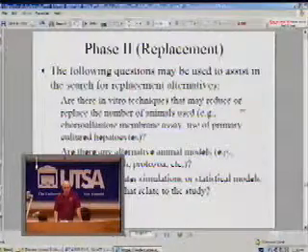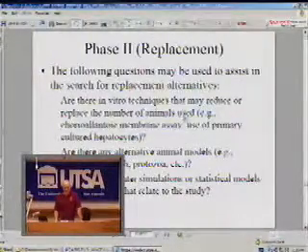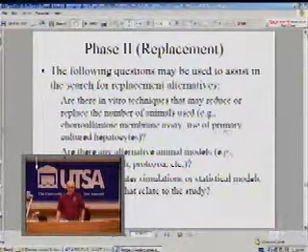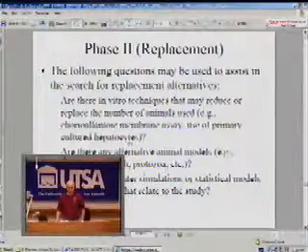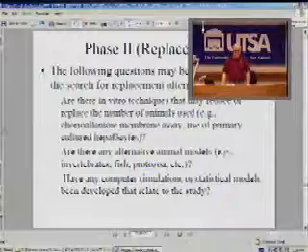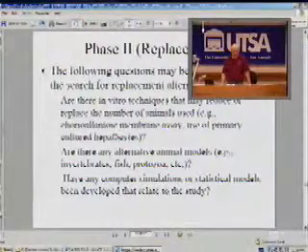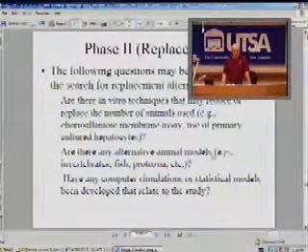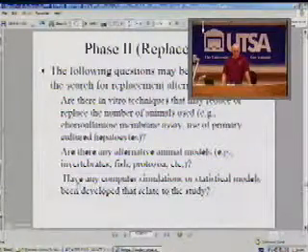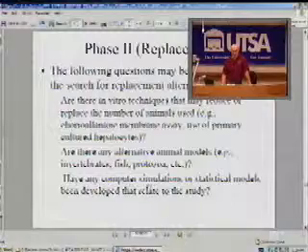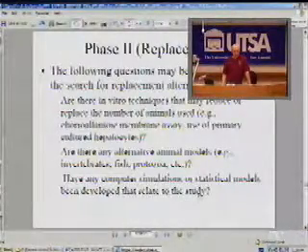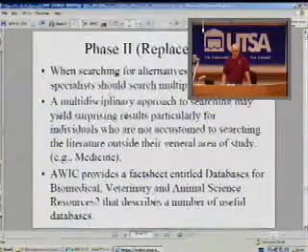Are there in vitro techniques that may reduce or replace the number of animals? For example, chorioallantoic membrane assay, use of primary cultured hepatocytes, so some other type of cell line. Of course, they're not noting here the immortalized cell lines. Are there any alternative animal models, invertebrates, fish, protozoa, etc.? Have any computer simulations or statistical models been developed that relate to the study? So that's important as well.